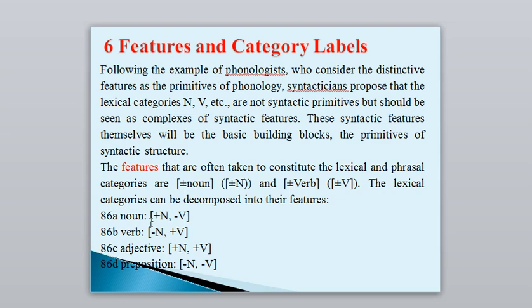So as you see here, noun is plus N minus V, verb is minus N plus V, adjective is plus N plus V, and preposition is minus N minus V. This is the feature composition of each category. This is the end of chapter 2, I think. We talked about the sentences here, the movements in these sentences, terms like c-command and government, and at last binary branching, and in the first slide, features and category labels like noun, verb, adjective, and preposition.